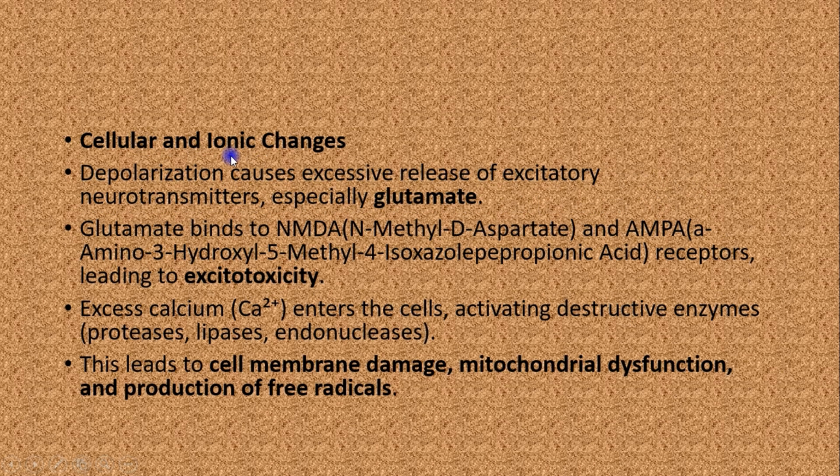Cellular and ionic changes take place. First, there is depolarization, which causes excessive release of excitatory neurotransmitters, especially glutamate. Glutamate binds to NMDA and AMPA, leading to excitotoxicity. Excess calcium enters the cell, activating destructive enzymes, that's proteases, lipases, and endonucleases. This leads to cell membrane damage, mitochondrial dysfunction, and production of free radicals.